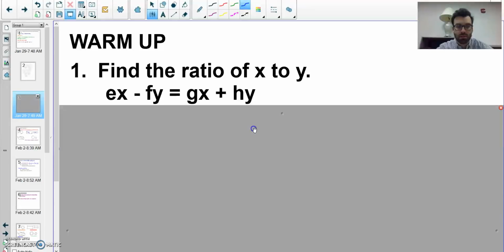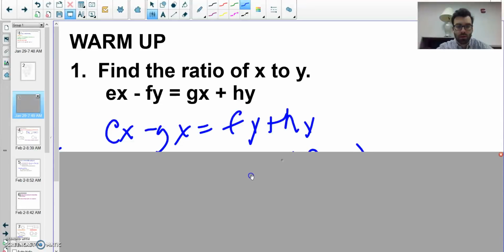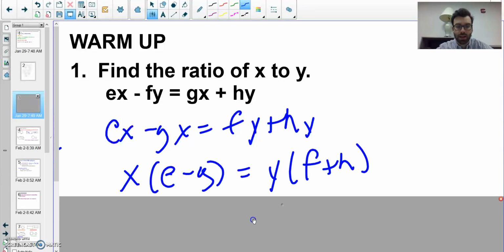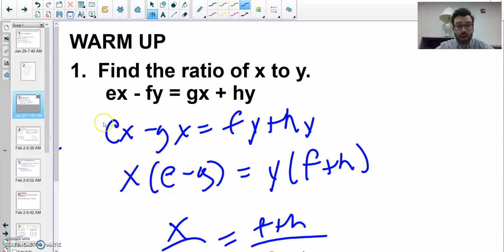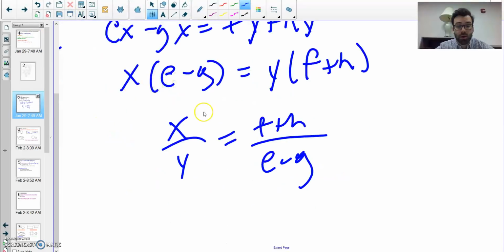Pause it. Okay. So what I would do is get all my terms with x on one side, all my terms with y on the other. I would take out a greatest common factor of x because each of those terms has at least one x and each of those terms has at least one y. And then after that, remember we said whatever is attached to the x goes on the bottom, whatever is attached to the y stays on top.